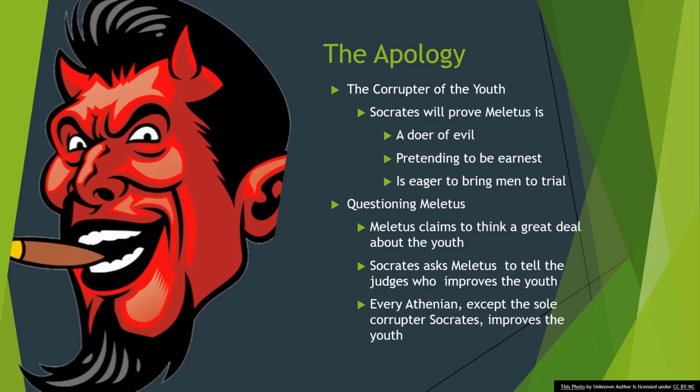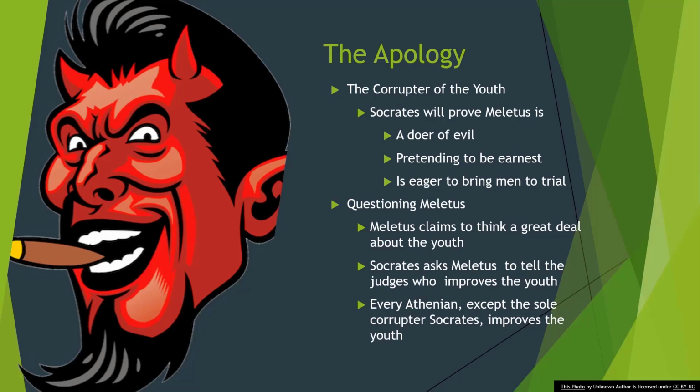When pushed by Socrates more, Meletus claims that the audience and the senators improve the youth. When Socrates pushes him again, Meletus goes so far as to claim that every single Athenian improves the youth, with one exception, Socrates. Socrates is the sole, the lone, the only corrupter. So how does Socrates respond back to this charge that he is the lone corrupter?